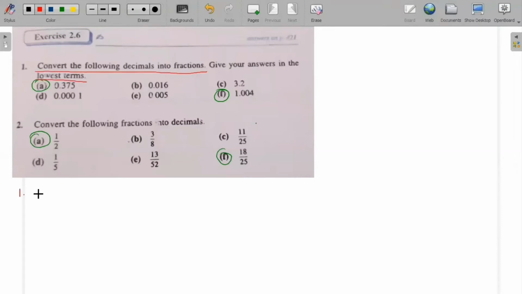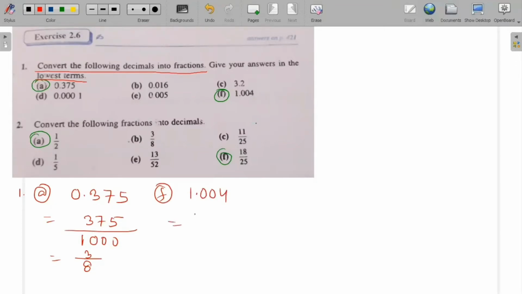So question 1a, 0.375. It's very simple. 375, you can write 1 after the decimal. There are 3 digits, so write 3 zeros. Now if you simplify, 3 by 8.